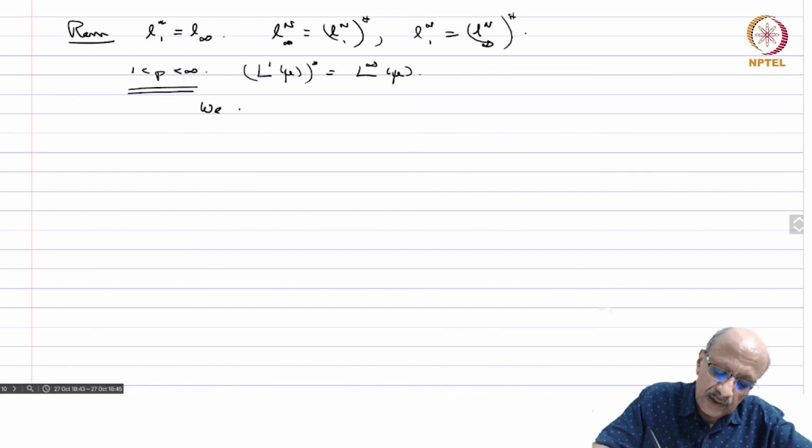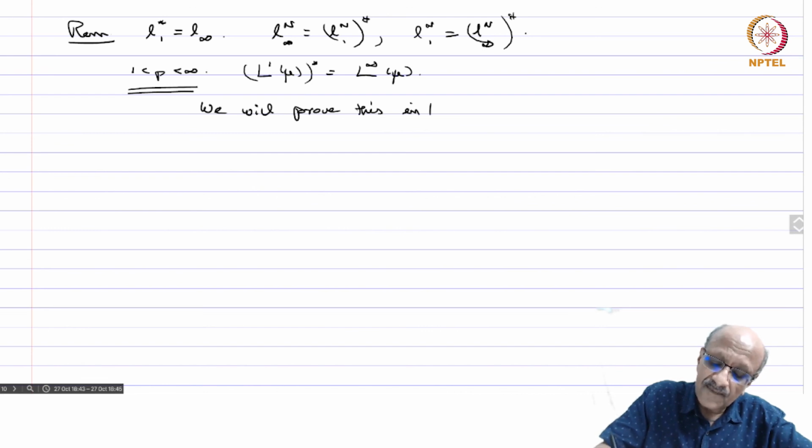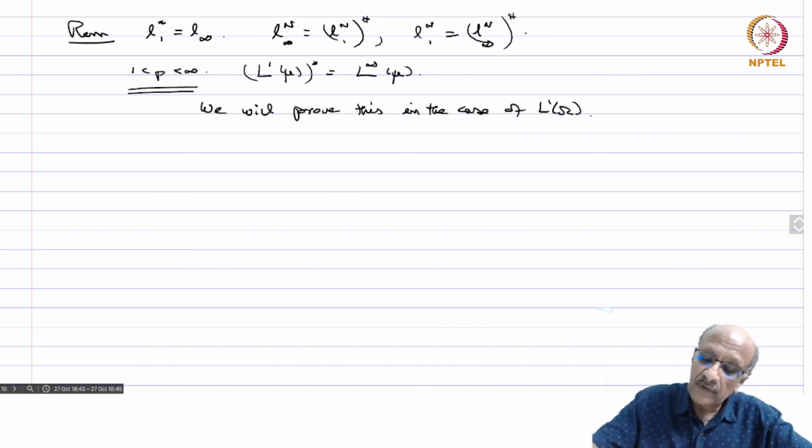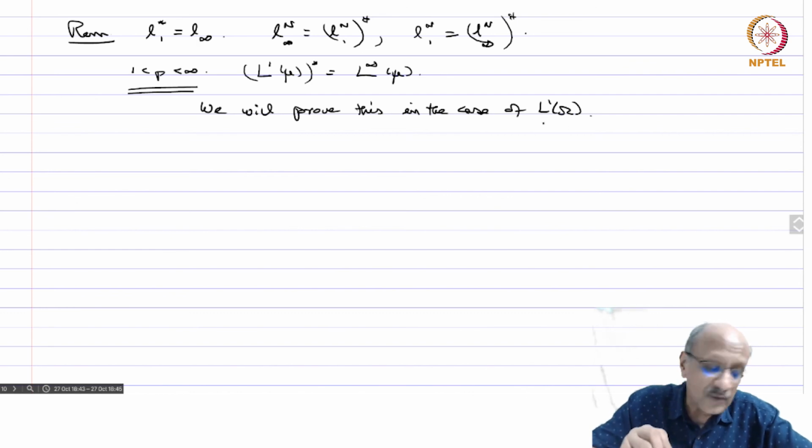So this has not been done in general, but on the other hand we will prove this result in the case of L1 of omega. We will show that the dual of L1 of omega is L infinity of omega. So I recall the definition of this. We take omega in Rn equipped with the Lebesgue measure. That is the space L1 of omega. In that case we will show that this is indeed true.